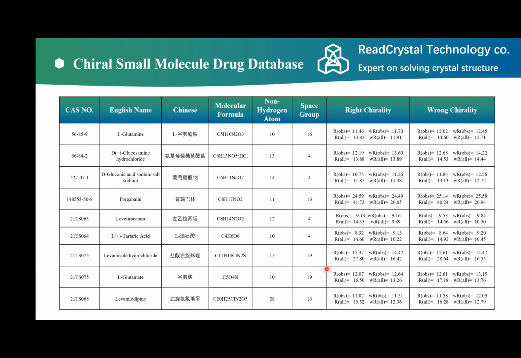We have also tested this method on more than 10, maybe 20 different molecules. Here we have listed around 10 molecules. All of them have the right chirality showing the lower R value. So this method is quite robust to determine the absolute configuration of a chiral molecule.